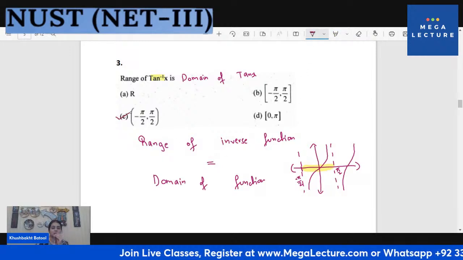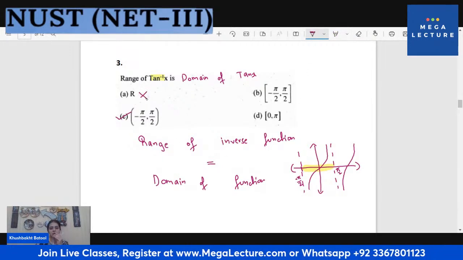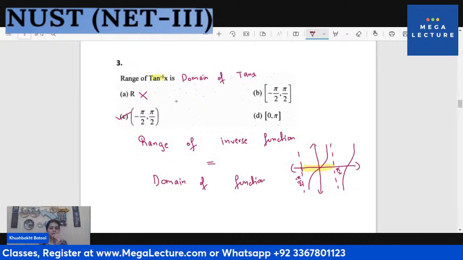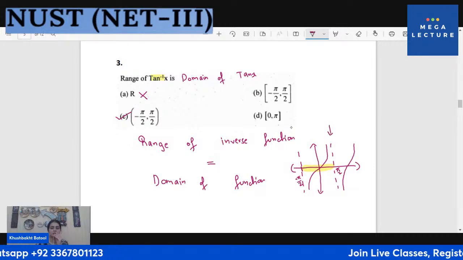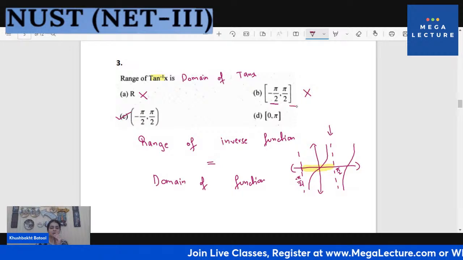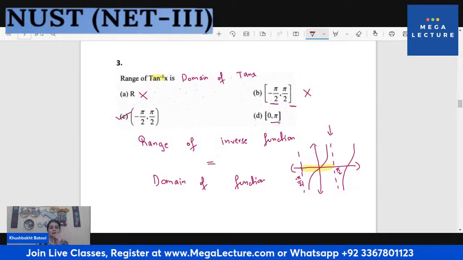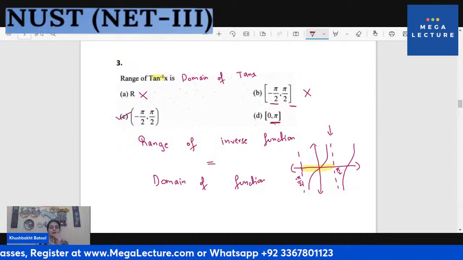So the answer is going to be C. Obviously, the answer is not R, because it is not valid for all the values. We have some discontinuities like on pi by 2 and minus pi by 2. This cannot be the answer because it is including minus pi by 2 and pi by 2. And then D, again, we have discontinuity at pi by 2, and this range is including that, so that is why it is not the answer, right?